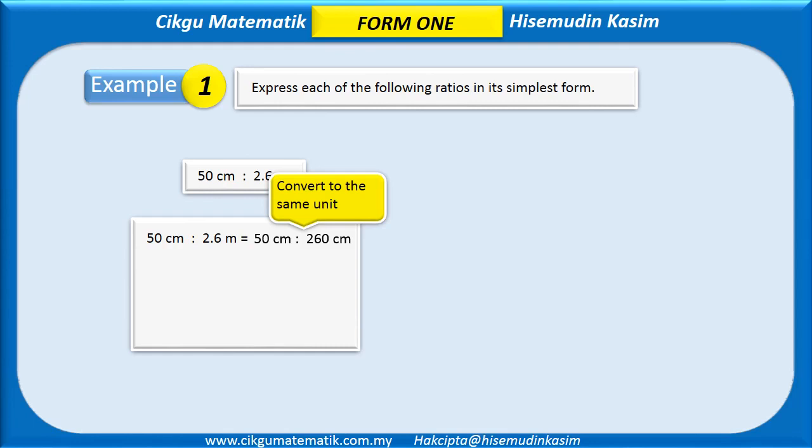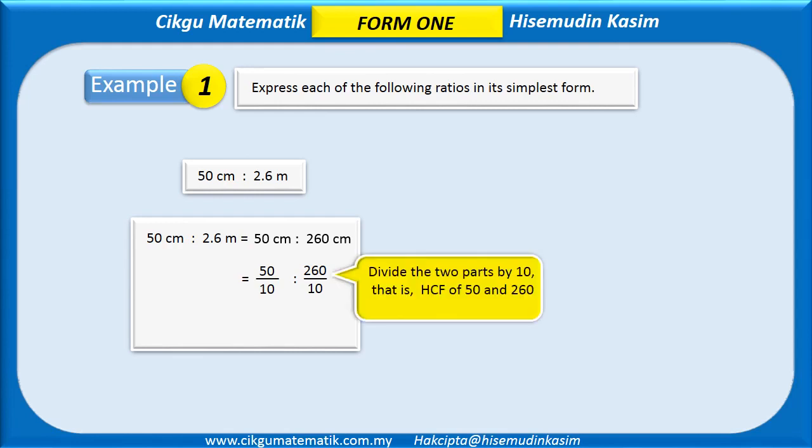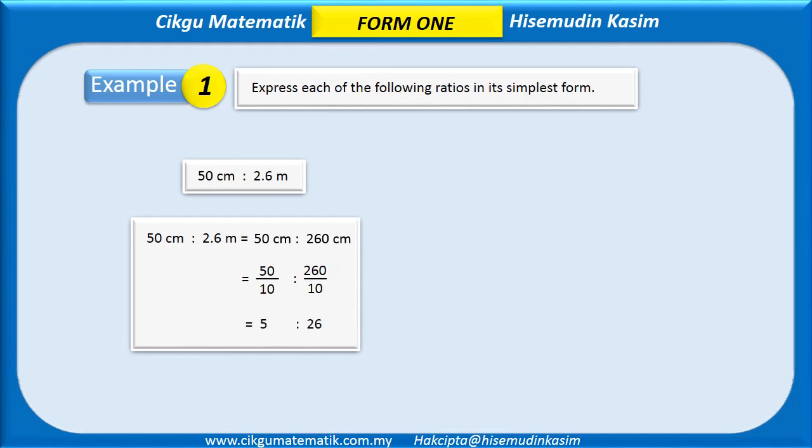Convert to the same unit, 50 cm to 260 cm, equal to 50 over 10 to 260 over 10. Divide the two parts by 10, that is the HCF of 50 and 260. The ratio is 5 to 26.